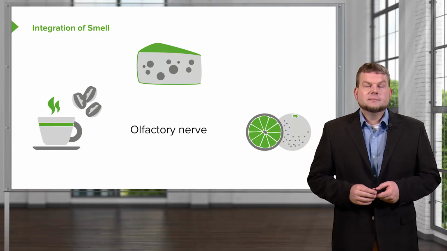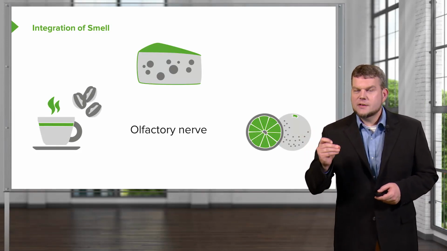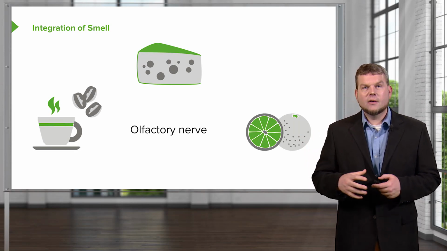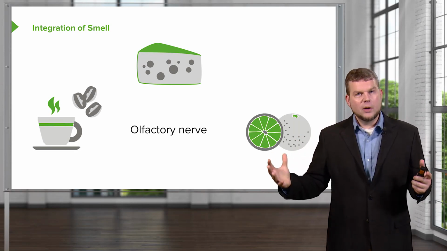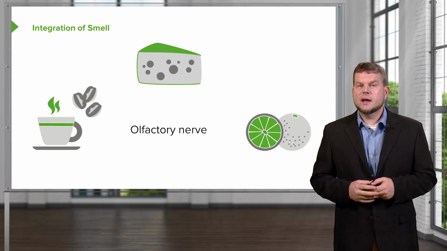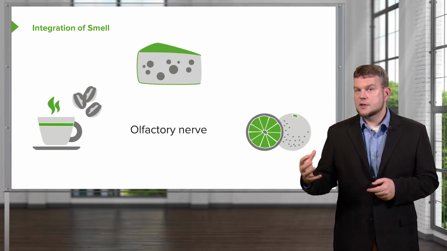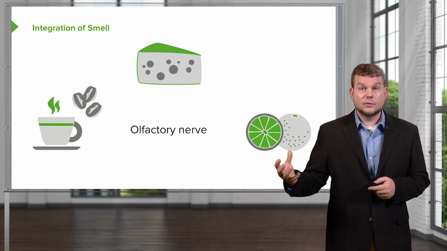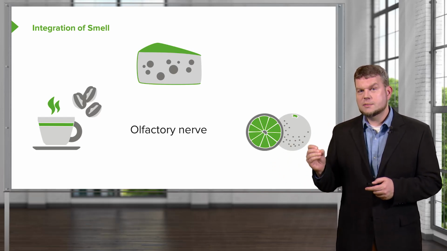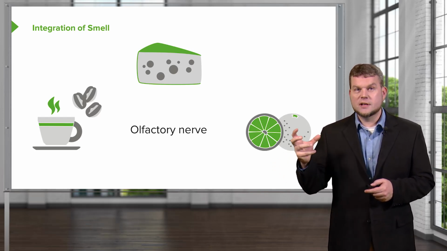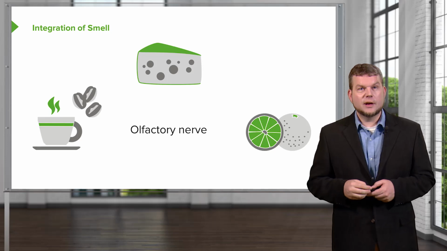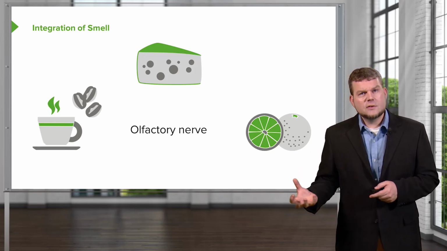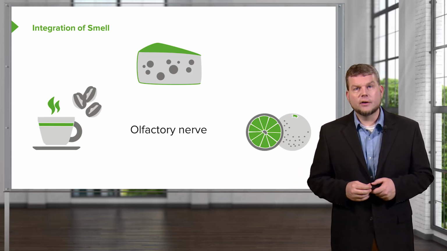Integration of smell. As you know, smells are complex. There are a lot of different components to a smell. You might have some intensity, and that usually means there's more odorant molecules, or maybe certain types of odors are very potent to one particular person or another. All of these signals are sent back through the olfactory nerve.